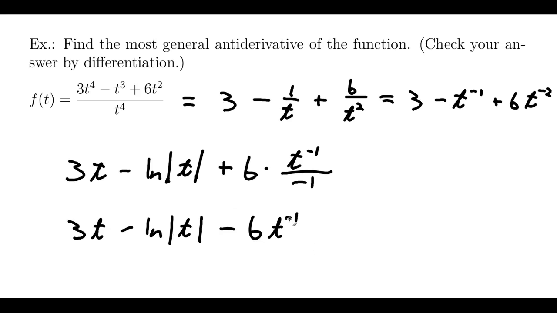We have this thing here. Let's check briefly to make sure that this works out. If we take the derivative of this, the derivative of 3t is 3. The derivative of the natural log of the absolute value of t is 1 over t. We have that. 6t to the negative first, its derivative, the negative 1 would pop out, making that a plus 6, and this drops down to a t to the negative second, giving us that.